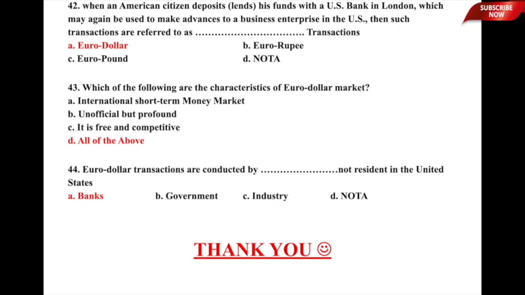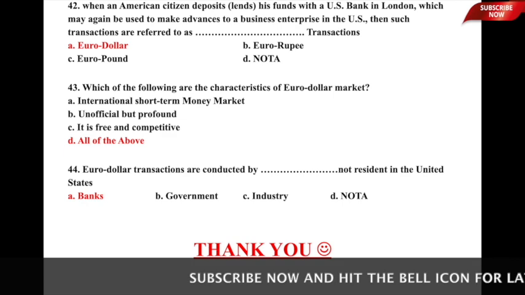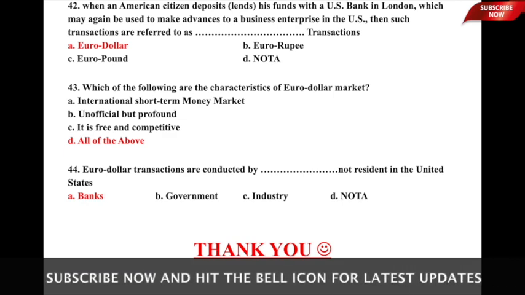So, here again, which of the following are the characteristics of euro dollar market? All of these are, that is, it is an international short term money market, unofficial but very profound, and it is free and competitive. So, option D, all of the above, is the correct answer to this particular question. I hope that is clear.